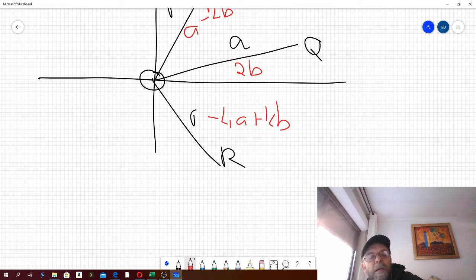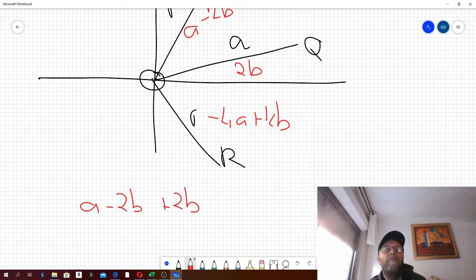A minus 2B and plus the 2B vector. Okay, if I added those two up, I would get P plus Q. They are on the same line, so they must be parallel, so their direction can't be different, okay? And their direction can't be different to the minus 4A plus KB vector. The minus 4A plus KB vector. So let's put that one here.